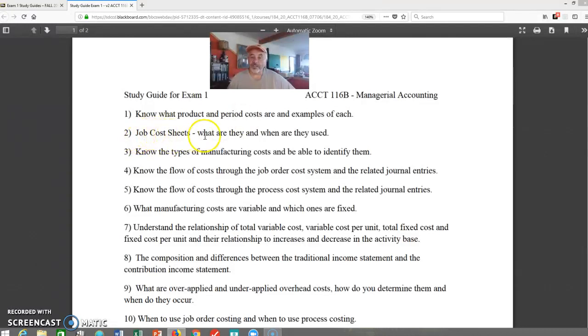Next one, job cost sheets. What are they and when are they used? Here what I want you to do is remember the lecture, especially all of the different source documents that go into the job cost sheet. But ask yourself, what is the purpose of that job cost sheet? What information is it capturing? And number 3, know what types of manufacturing costs. Manufacturing is the same thing as production, and if you hear production, you should hear the word product.